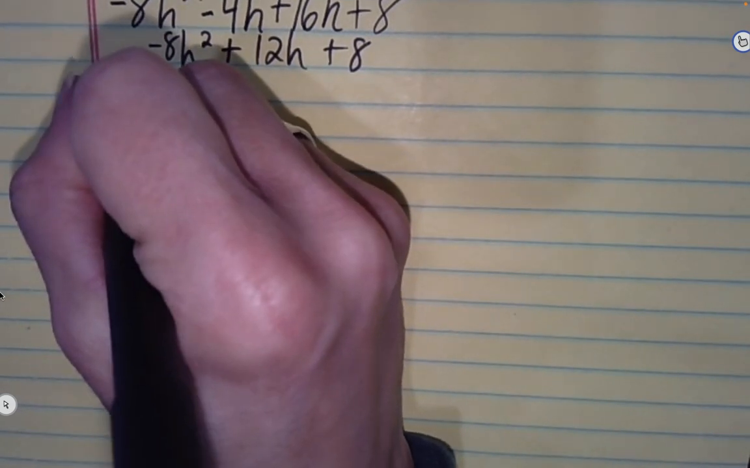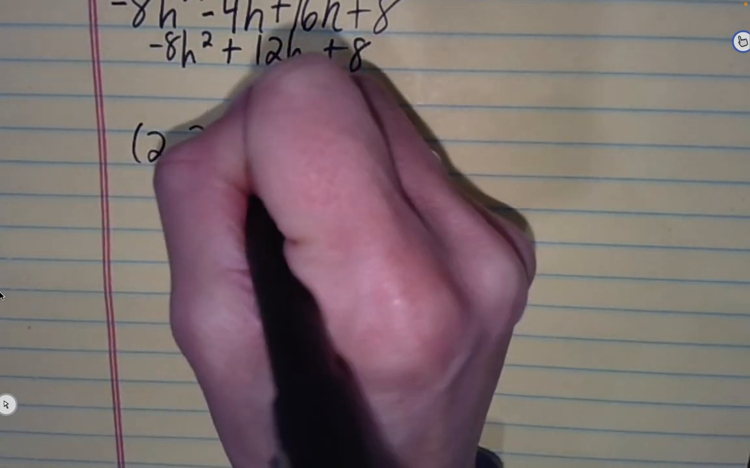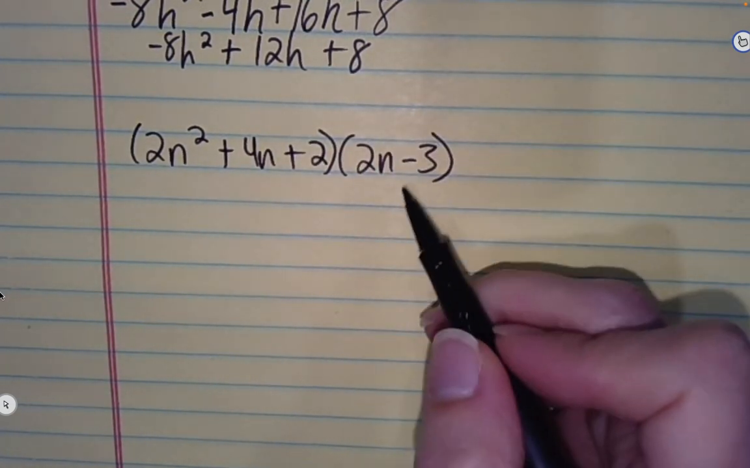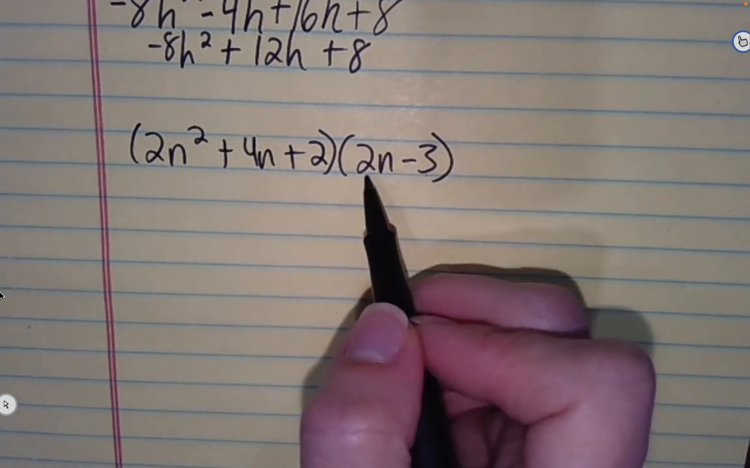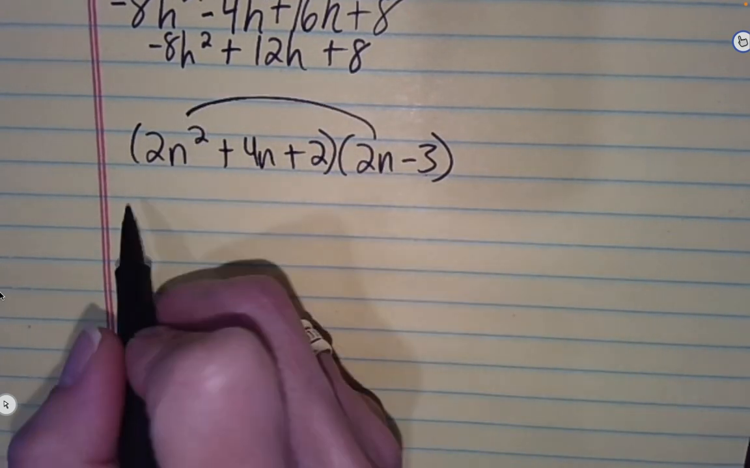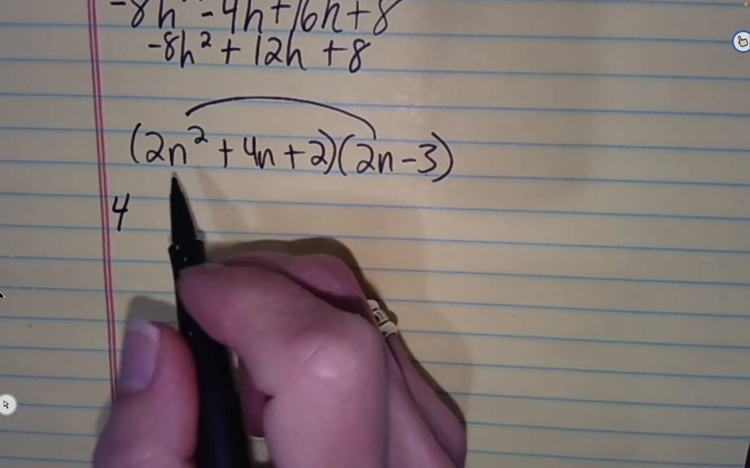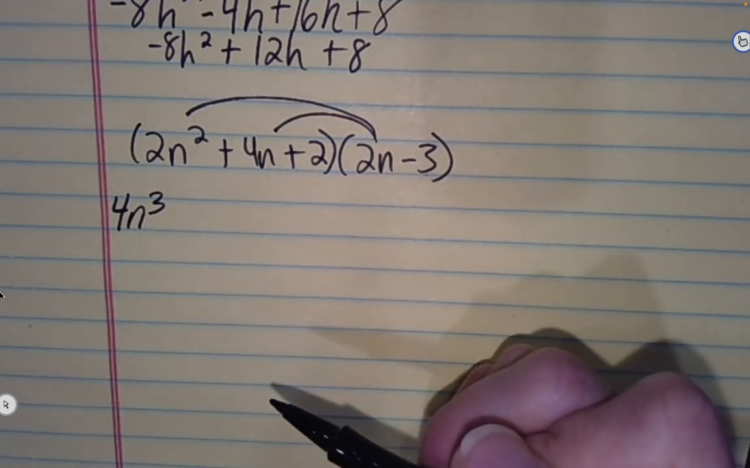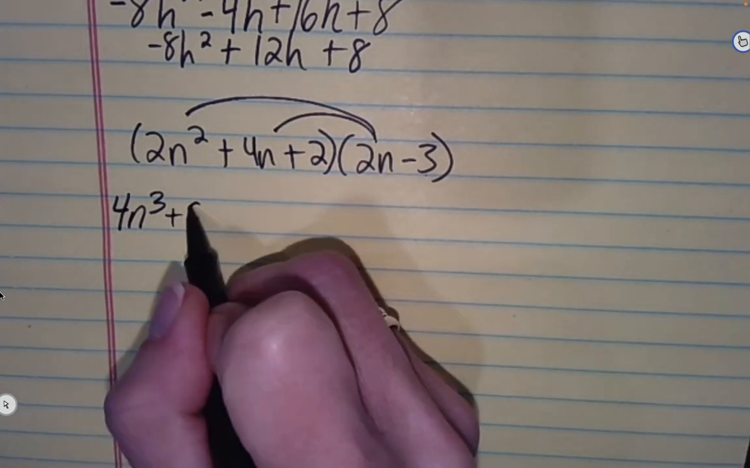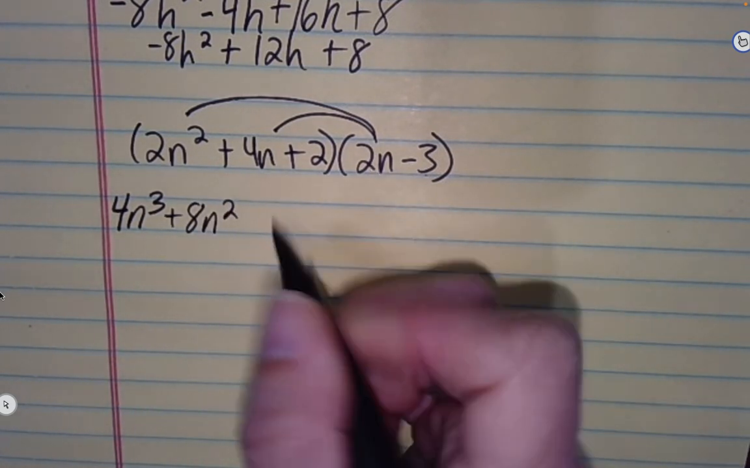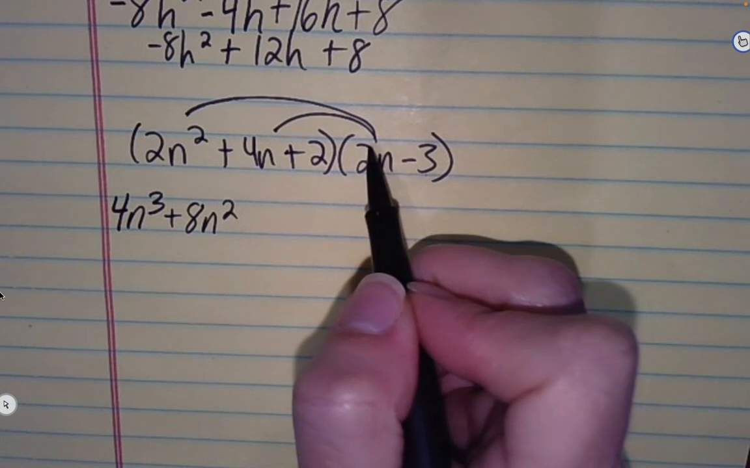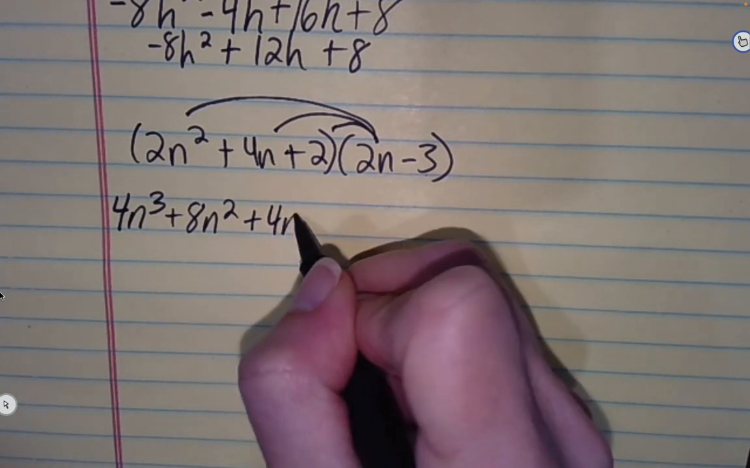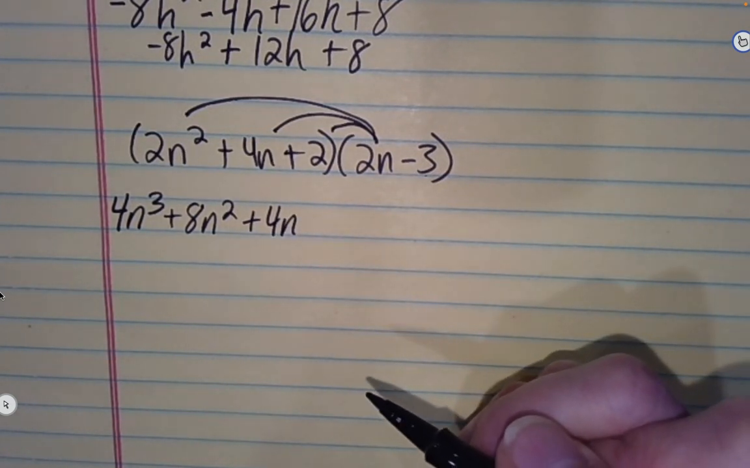Number 16. 2n squared plus 4n plus 2 times 2n minus 3. So I like to start with the smaller one. I'm just going to distribute the 2n to everything. So 2 times 2, 4. And then n times n squared. Okay, 2n times 4n. So it's 2 times 4, 8. And then I have n squared because there's 2 n's. And then we have an extra one to do here. 2 times 2, 4. And don't forget our n. Okay, so that's the first one.